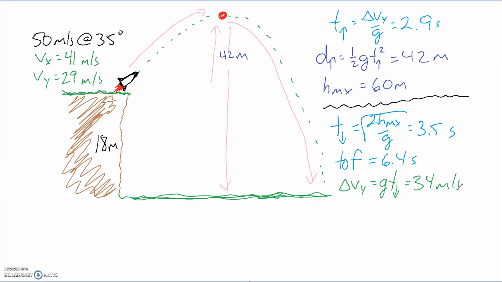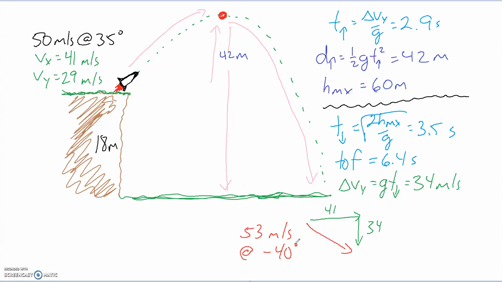I can then take that and combine it with my Vx, which never changes. That was 41 at the beginning, and it's going to stay 41. And my new Vy is 34. I could take those two, make the triangle out of them, and I can use Pythagoras and trig to find out that my final velocity is about 53 meters per second at approximately -40 degrees.